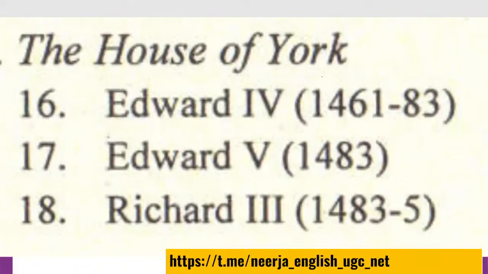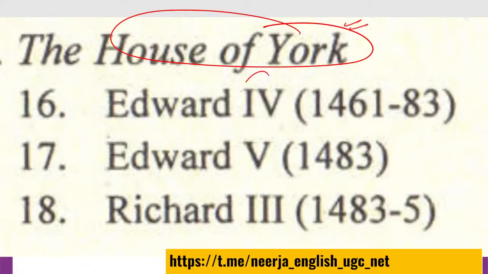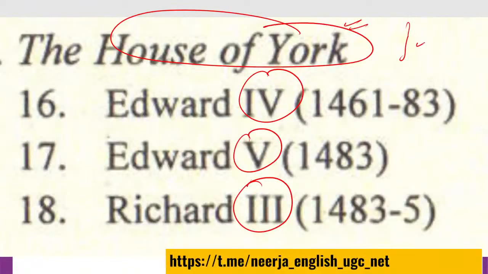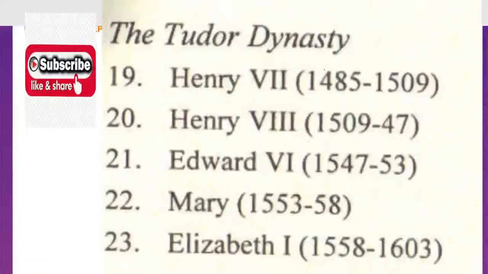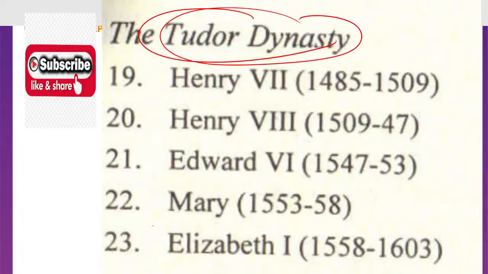There is a House of York that we are having: Edward IV, Edward V, Richard III. So the House of York is coming in. That is where these monarchs are coming. The Tudor dynasty is finally getting established, where Elizabeth is the last Tudor monarch. And Henry VIII is a person, but this is largely a stable period except for Bloody Mary's reign.